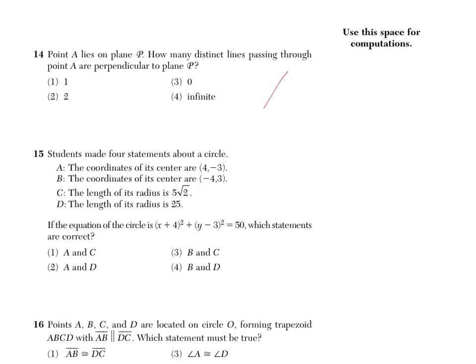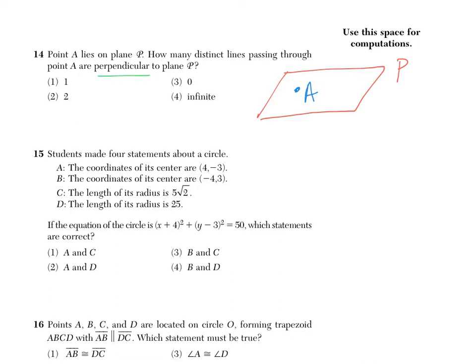So we're going to sketch this, and a plane is just a surface. It actually extends infinitely, but you can think of it as a piece of paper or a wall, the ceiling, the floor, something that's just a flat surface. And point A actually lies on this plane. Now we're asked how many distinct lines passing through point A are perpendicular to plane P.